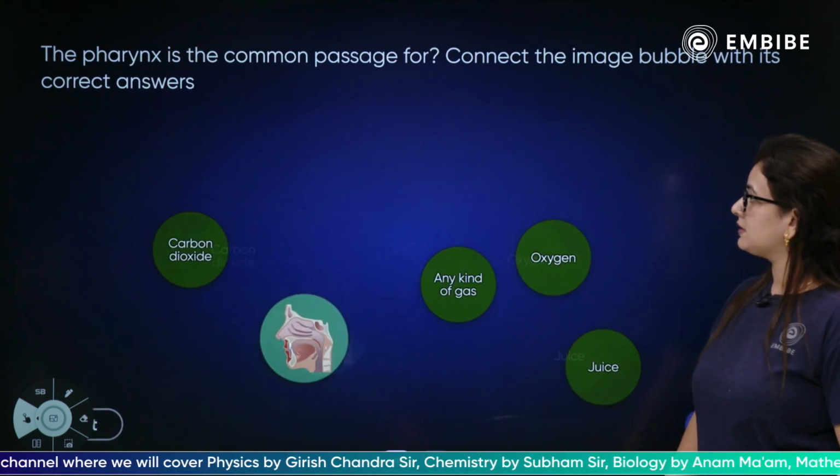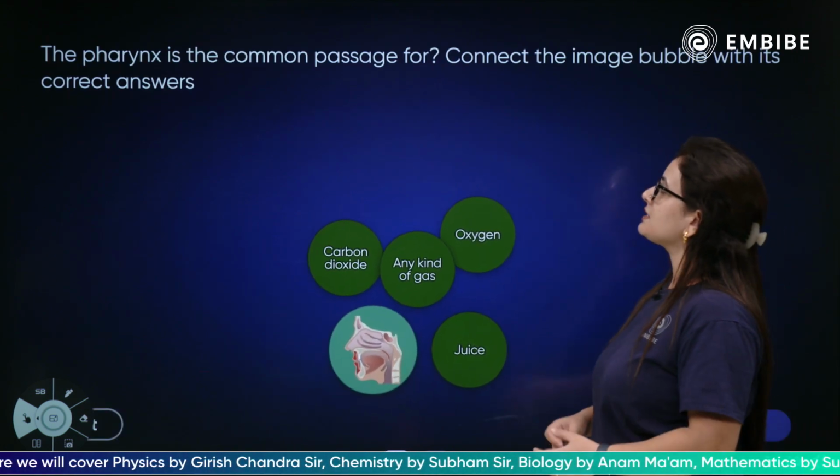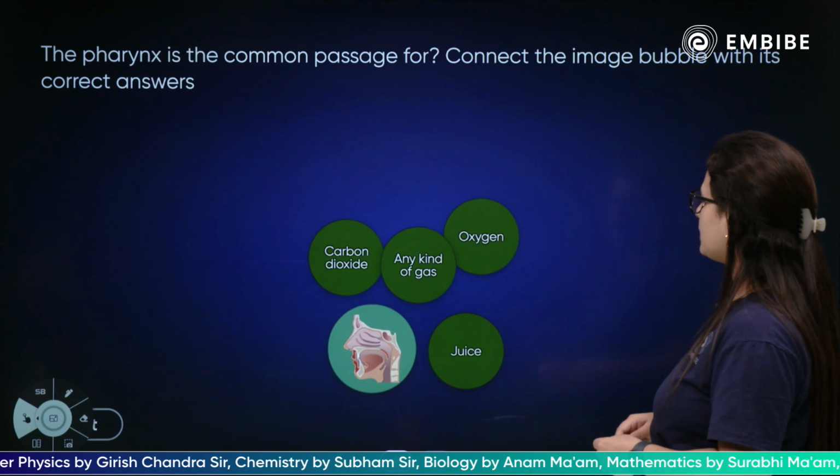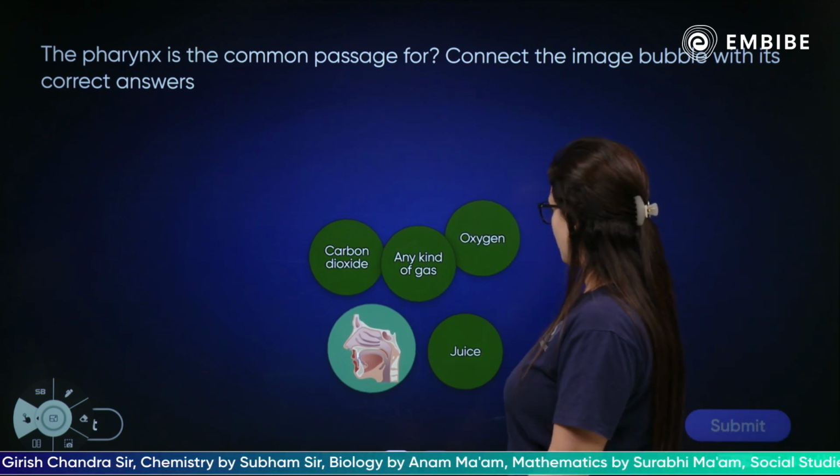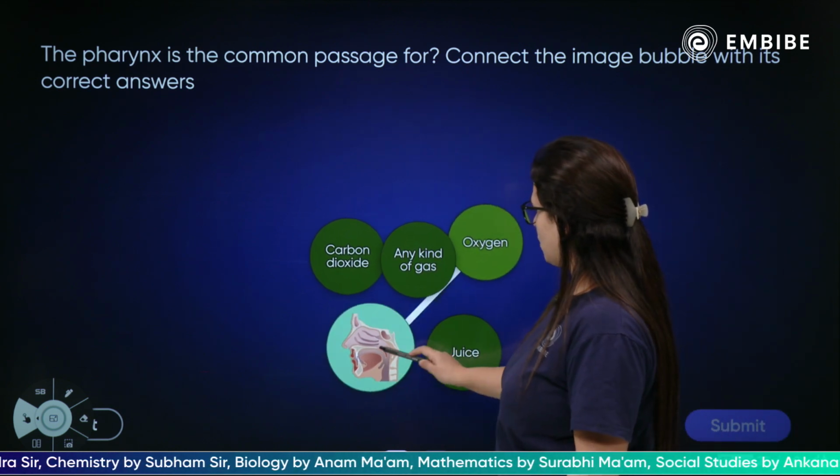What do we have next? We have a question. The pharynx is a common passage, connect the part. Okay, what is a common passage for oxygen?